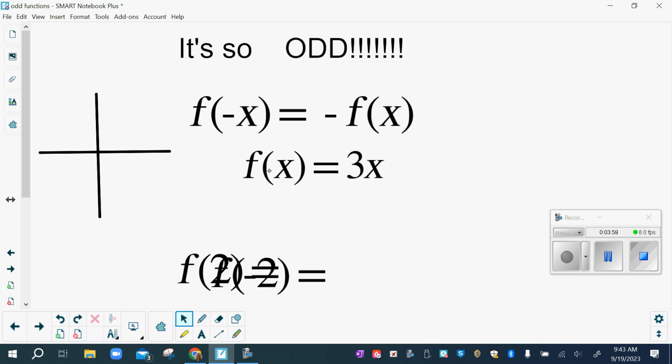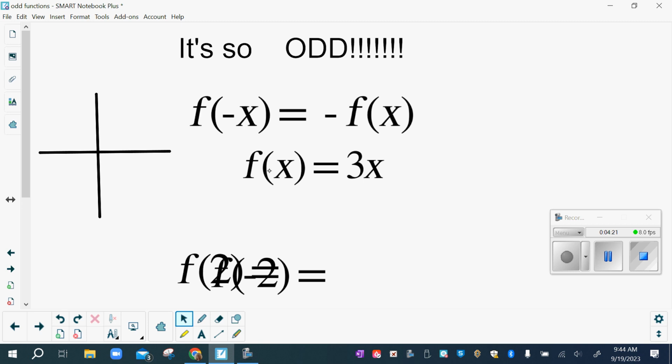Here you go. Write this down. That is our function, and we're going to say, is it odd, even, or neither? Odd functions spin around the origin. That means they're the spinny ones.